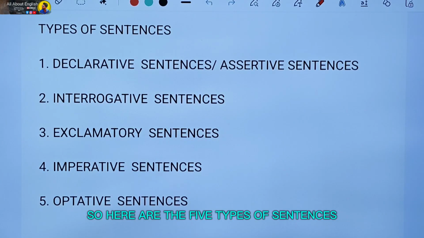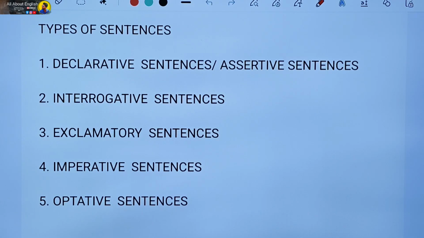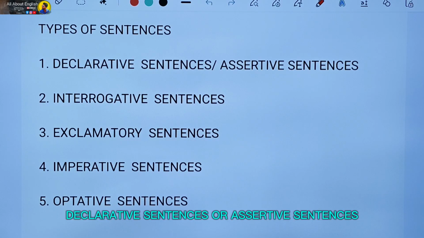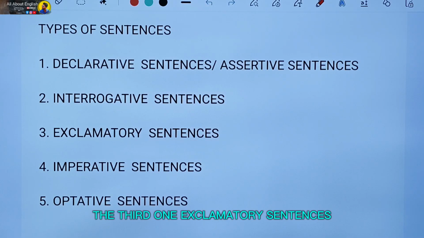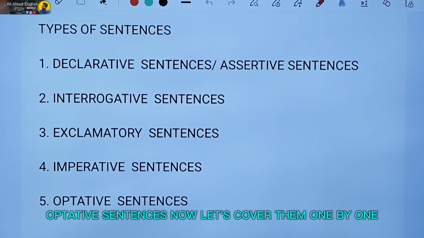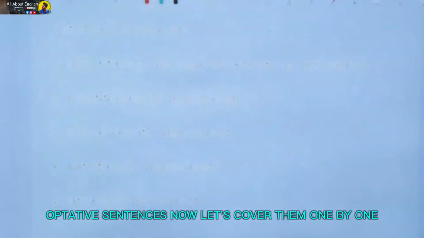So, here are the 5 types of sentences. Let's have a look at them. The first one, declarative sentences or assertive sentences. The second one, interrogative sentences. The third one, exclamatory sentences. The fourth one, imperative sentences. And the fifth and last one, optative sentences. Now let's cover them one by one.